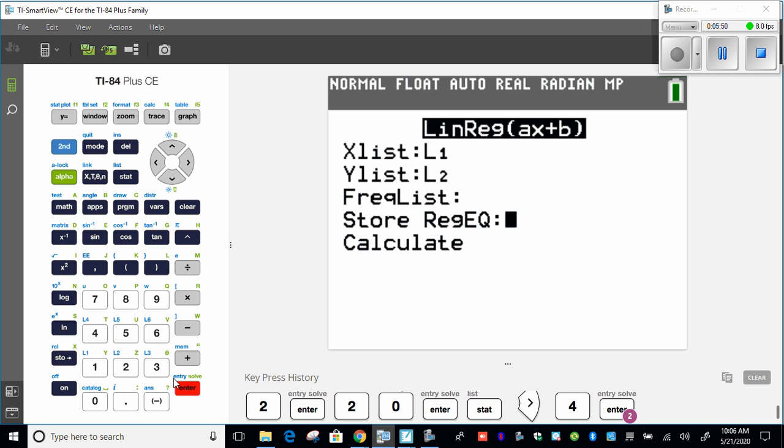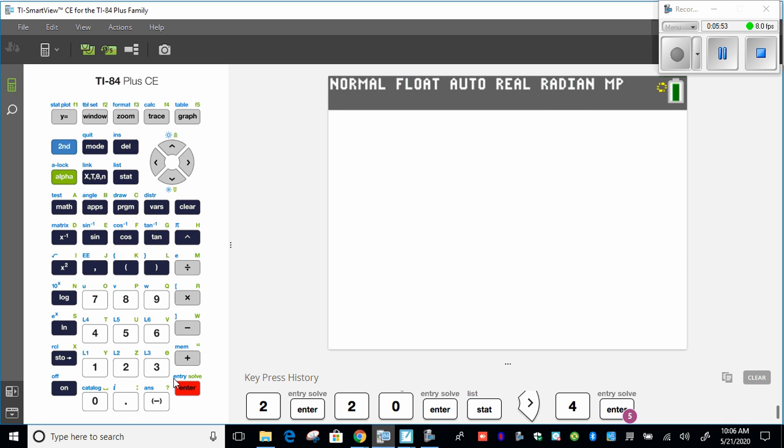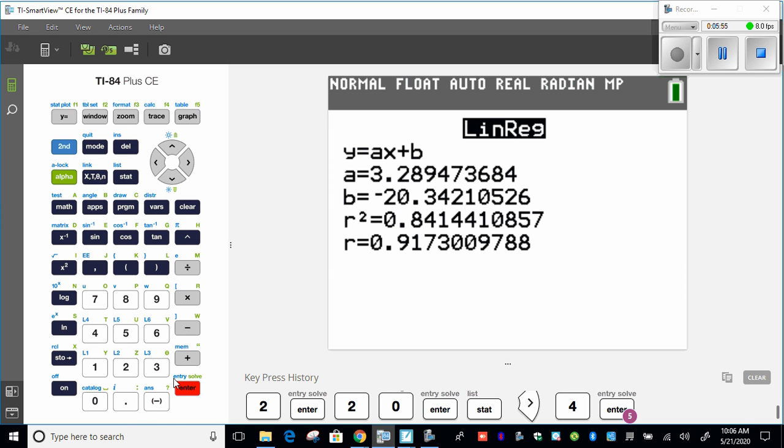If I wanted to store my equation, I can do that. I'll show you how to do that in a little bit. And it gives this to me. Now, for some of you, it is possible you don't have your r value. So what we're looking at is this answer right here. This is what I want. So my answer to it is 0.917. If you don't have that right now, don't fret.